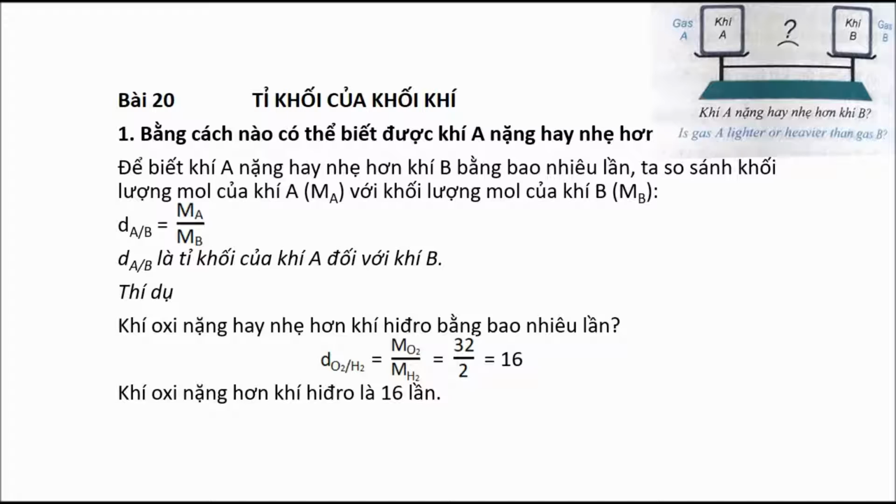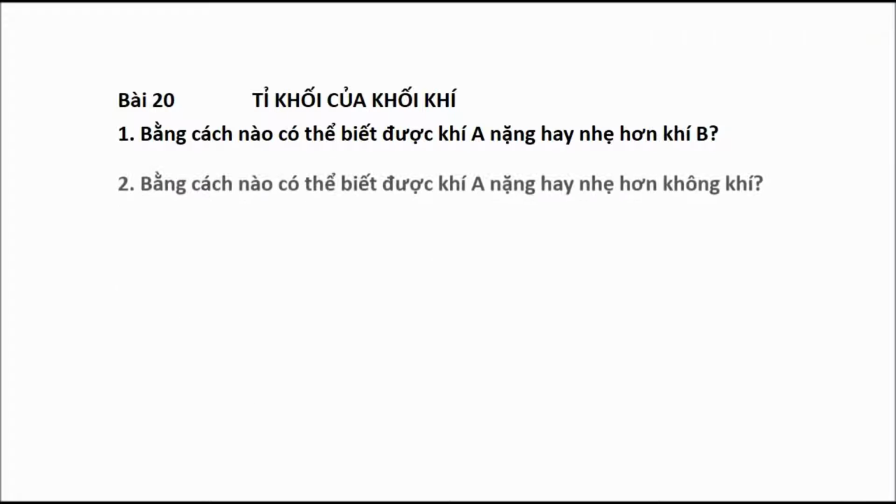Example, how many times is oxygen gas lighter or heavier than hydrogen gas? dO2/H2 equals MO2 over MH2 equals 32 over 2 equals 16. Oxygen gas is 16 times heavier than hydrogen gas.